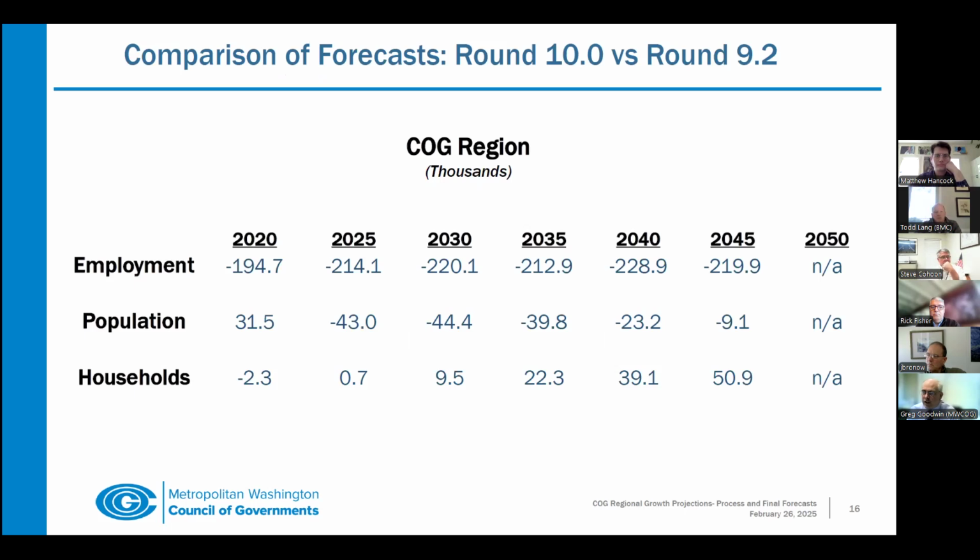Again, some of the significant changes compared to the previous round, 9.2: we really did reduce the amount of employment for the region. This is a comparison table between the 9.2 forecast and the Round 10 forecast. So obviously, jobs were something that our jurisdictions went back and reassessed. This is the regional difference of about 200,000 fewer jobs in the forecast. Compared to that, for population and households there are some differences, but I would characterize the differences between Round 9.2 and Round 10 to be more employment significant than the other two forecasts.